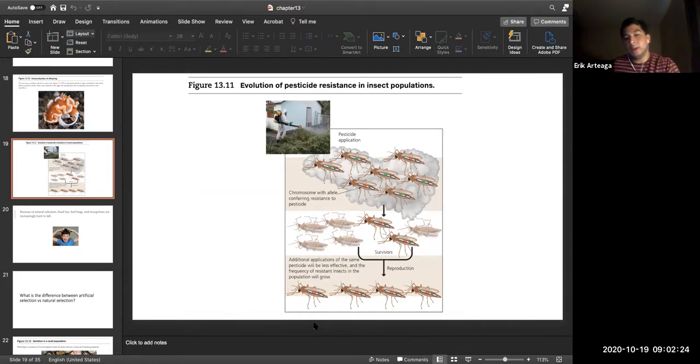And we talked about bacteria in this regard, right? Bacteria have a very fast generation time. That means they're able to reproduce very, very quickly. They can expand their numbers very, very quickly in comparison to humans. So we can see evolution in real time with bacteria.